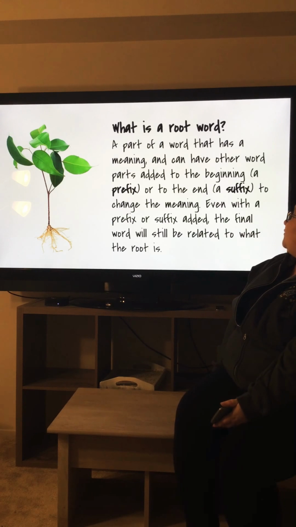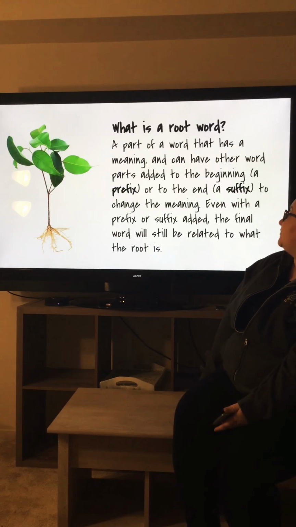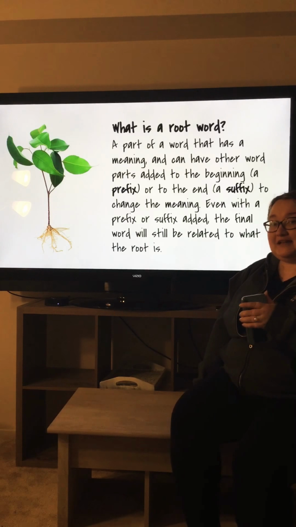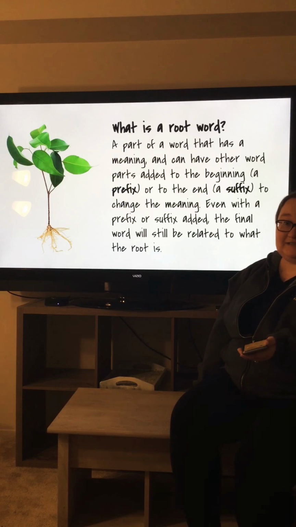It's a part of a word that has a meaning and can have other word parts added to the beginning, which is a prefix, or to the end, which is a suffix, to change the meaning. Even with the prefix or suffix added, the final word will still be related to what the root is. So I'm going to give you an example, and you're going to get to practice some of these later.